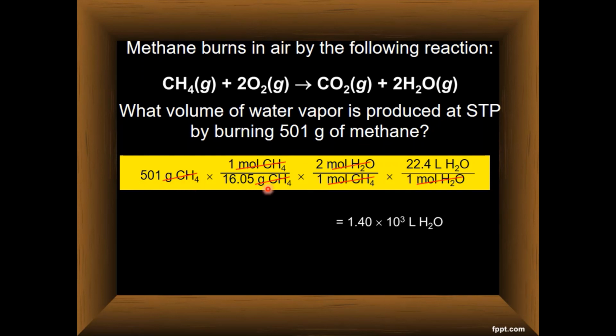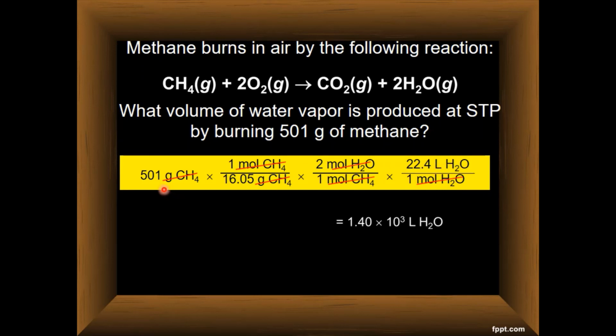So grams of methane down, and remember, grams are going to be converted into moles first. So 1 mole of methane is how much? 16.05 grams of methane. This is the molar mass of methane. Now, times moles of methane going down, and what you need is water vapor here. So this is your mole ratio: 2 moles of water over 1 mole of methane. Times, you need the volume. So 1 mole of water gives you 22.4 liters of water.